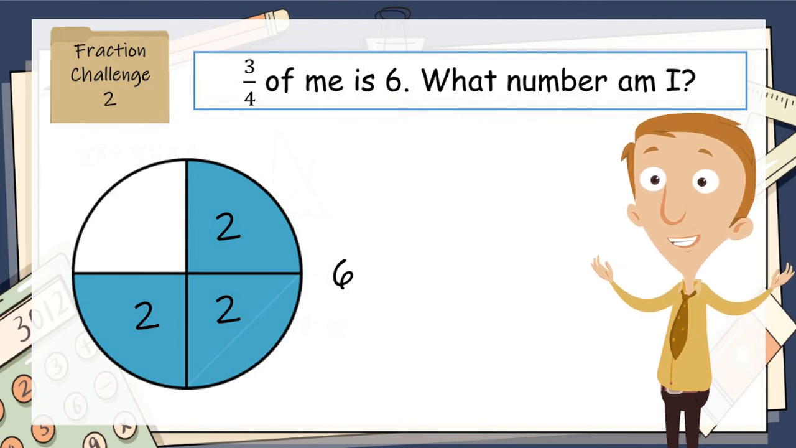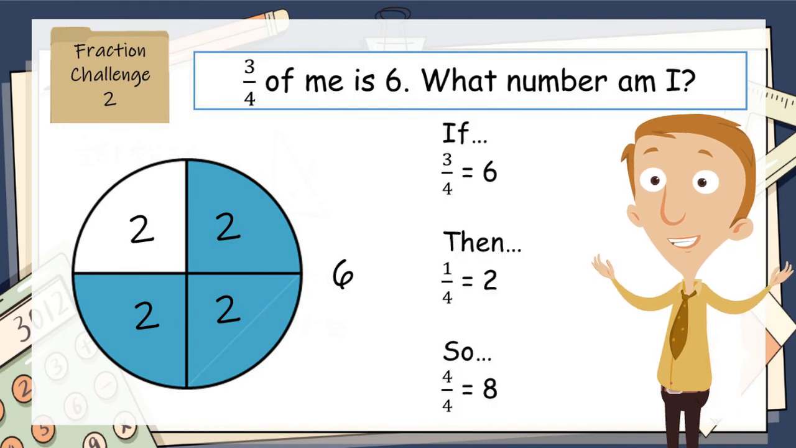Okay, so now we know that each piece is equal to 2. All we need to do now is fill in the missing information on our picture with one more 2. Okay, so if 3/4 is equal to 6, then 1/4 is equal to 2, so 4/4 are going to be equal to 8. Our answer is 8.